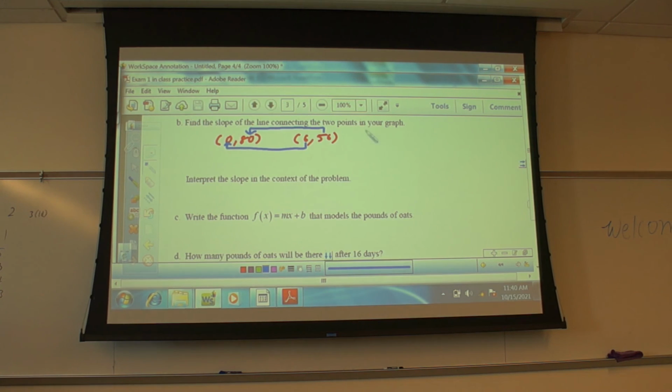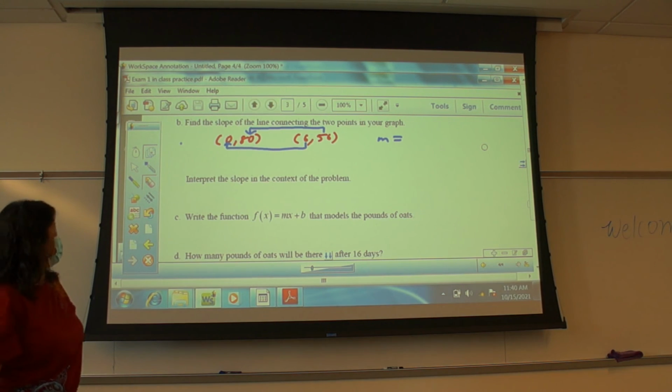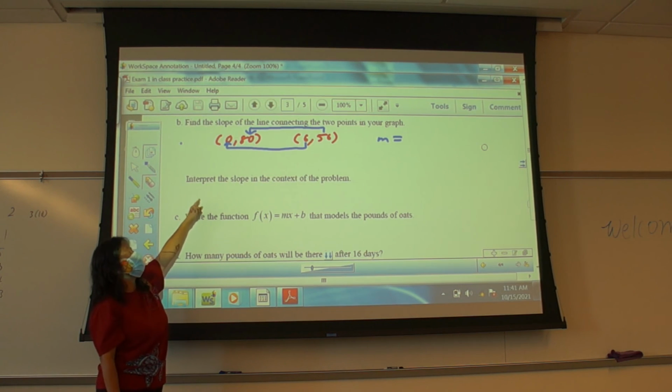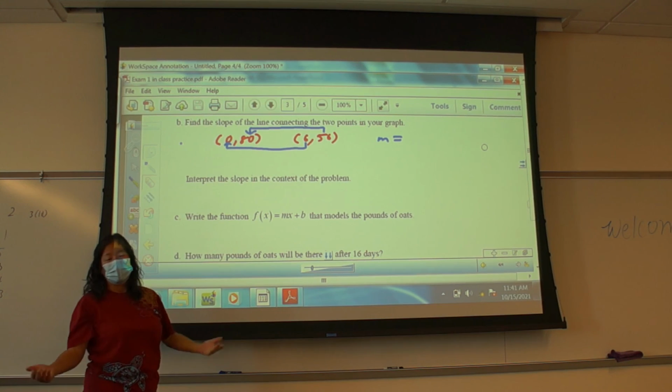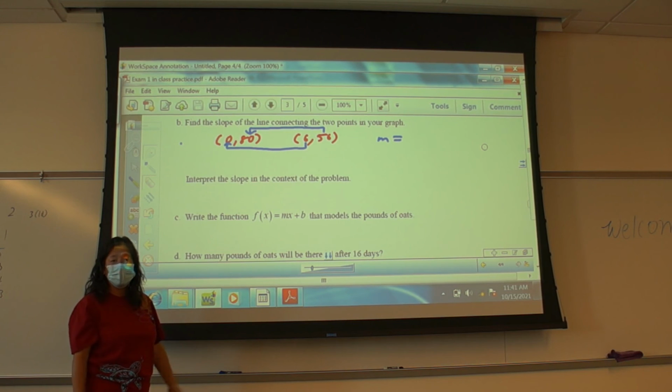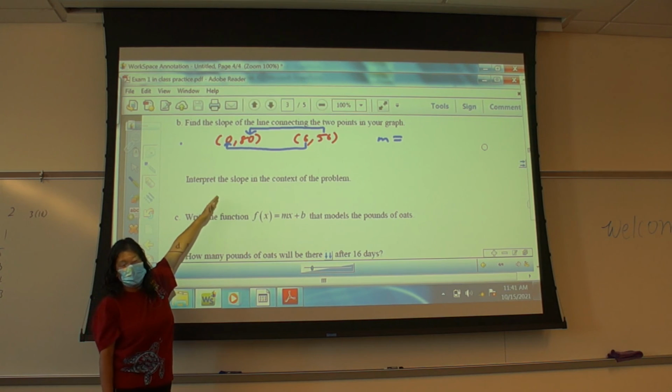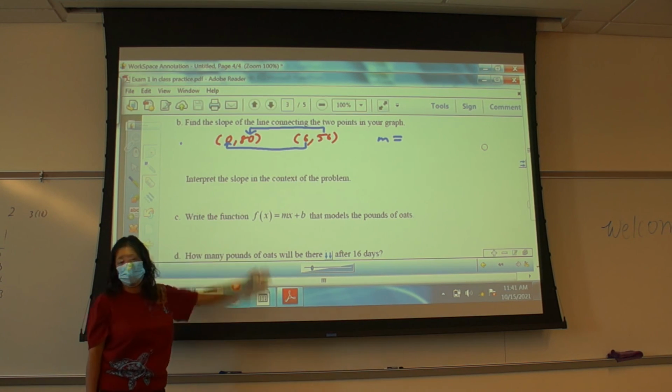So then I'd end up with m equals 56 minus 80. Well, why am I doing it? You guys do it. Get your slope. And then interpret the slope in the context of the problem. In other words, what does it have to do with, I don't know, kittens in Alaska, or the number of hot dogs sold at a fair? What is this rate? Tell me what that rate represents.